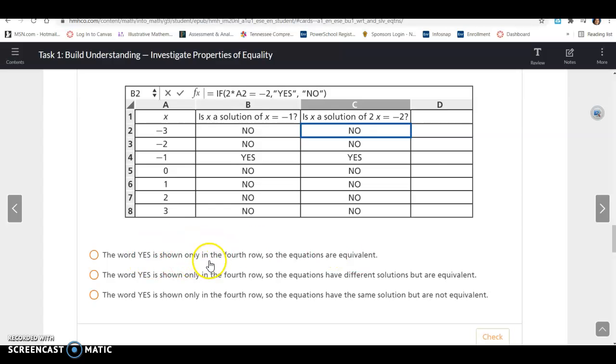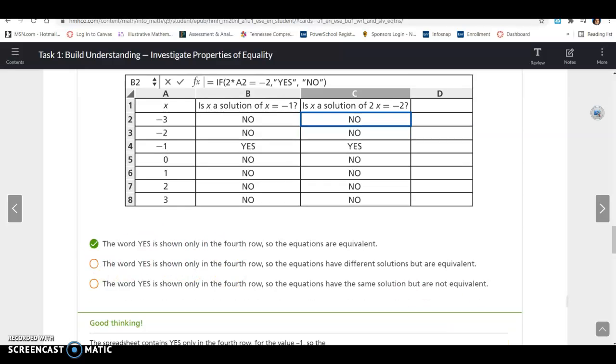All right, so it says the word yes is shown only in the fourth row, so the equations are equivalent. The word yes is shown only in the fourth row, so the equations have different solutions, but are equivalent. Well, they have the same solution. Negative 1 is the only solution, so that's not true. And then it says the word yes is shown only in the fourth row, so the equations have the same solution, but are not equivalent. Well, if they have the same solution, they're also equivalent. So the only one it could be is the first one.